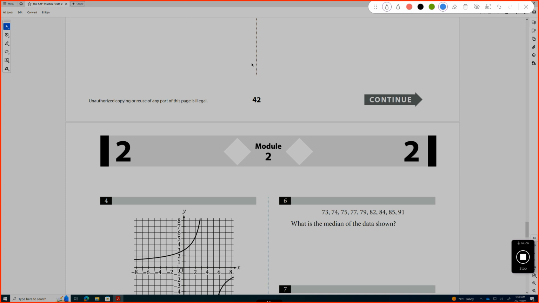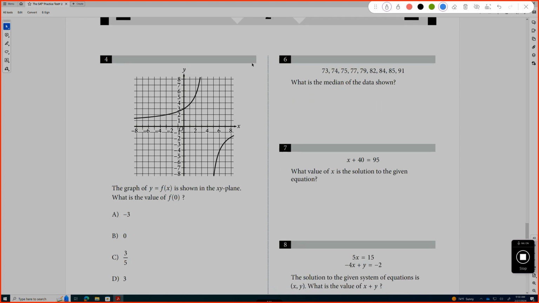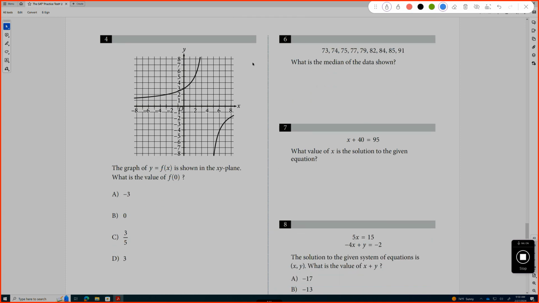Okay, next page. We have a graph. So what is the value when x is 0 right here? When x is 0, the value of my graph on the y-axis is right here at number 3. So when x is 0, y is 3. That would be your choice D. Of course, this is going to be a digital question. It's going to be on the computer, but these are the type of questions you're going to see.